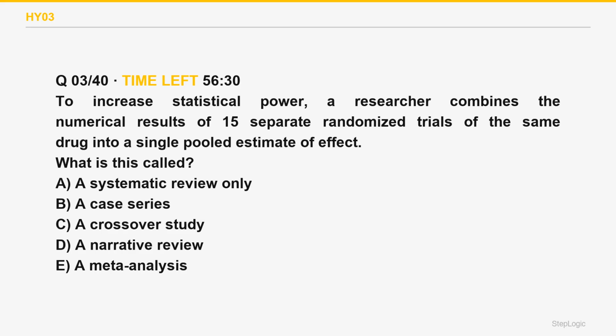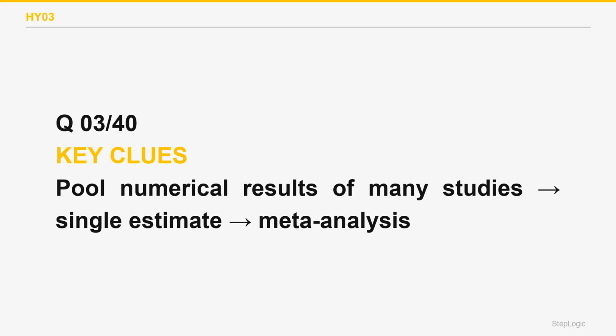What is this called? To increase statistical power, a researcher combines the numerical results of 15 separate randomized trials of the same drug into a single pooled estimate of effect. Read the command, name the method. Statistically pooling many studies into one estimate is a meta-analysis.